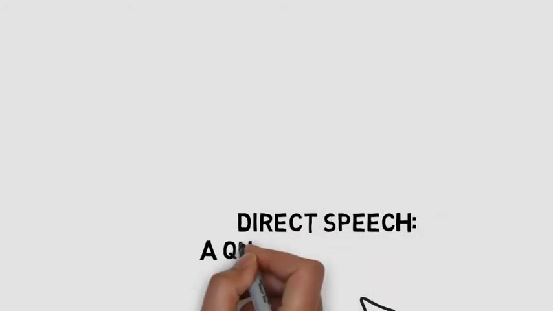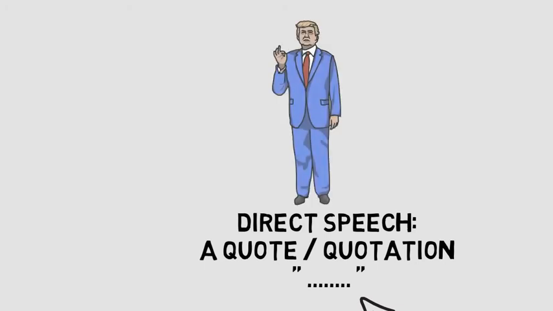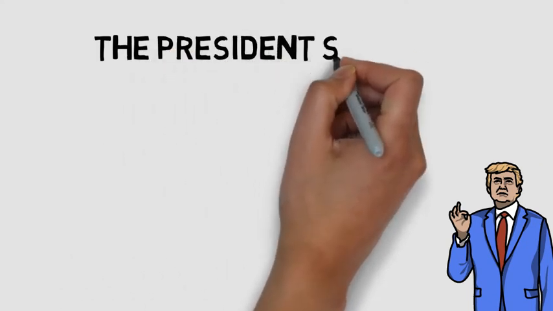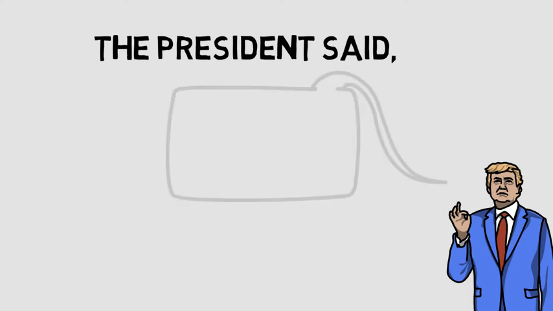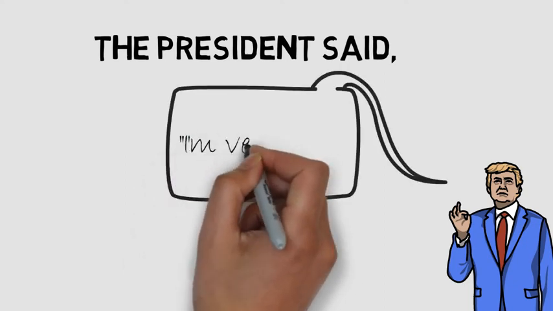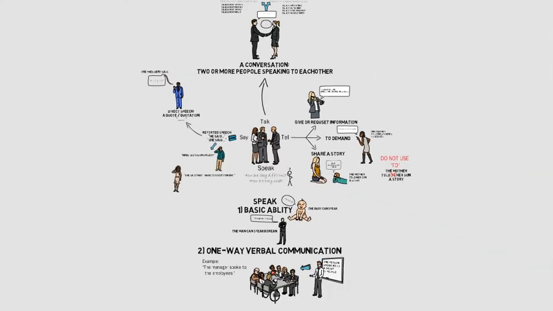He said, she said. Similar is direct speech, which is a quotation, meaning these specific exact words that person used in that situation. The president said. His exact words, the president said, I'm very rich. I am very rich. Who is I? I is the president. So that is going to be direct speech.